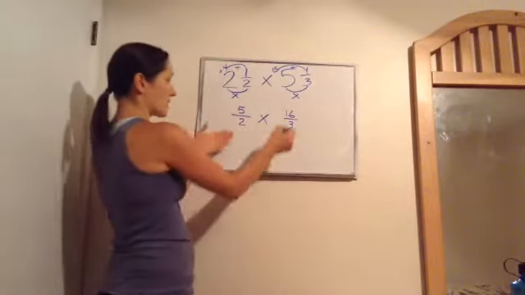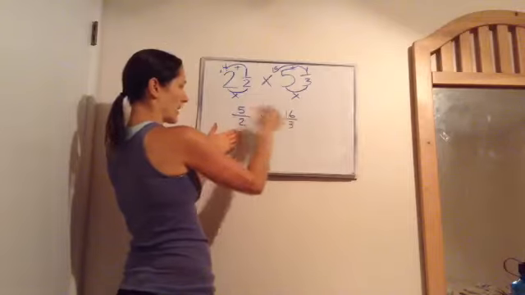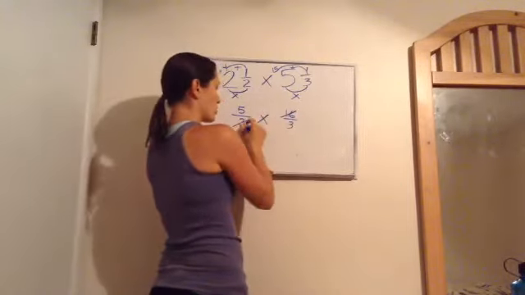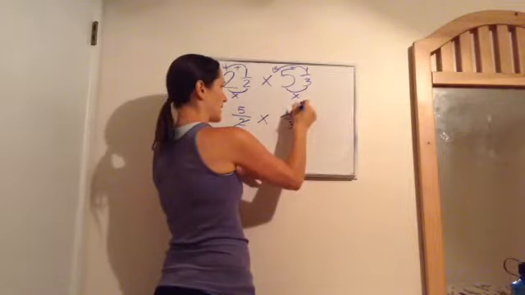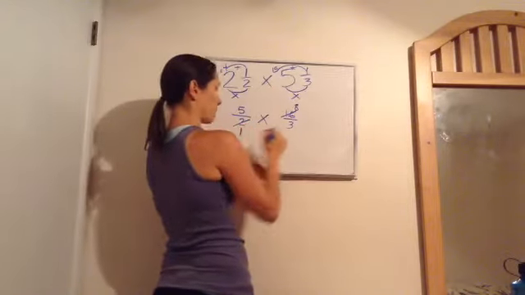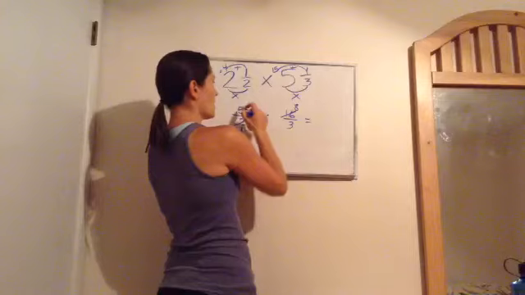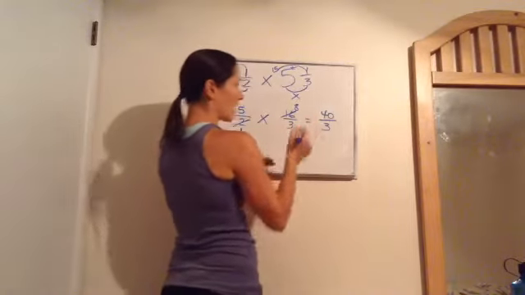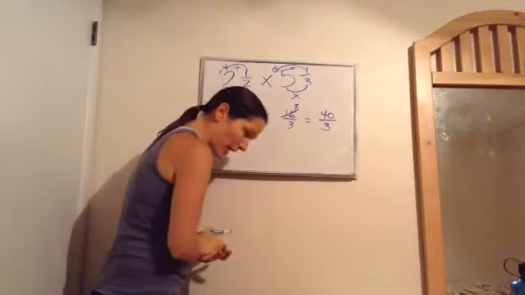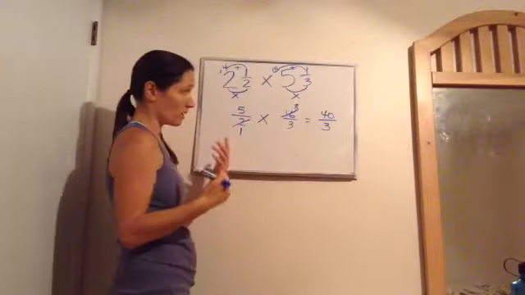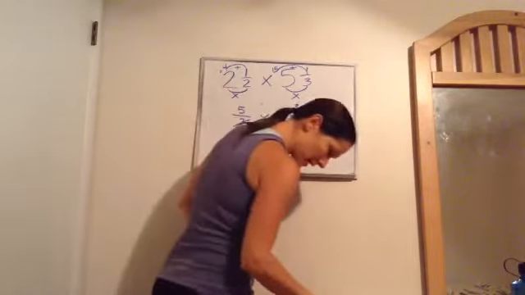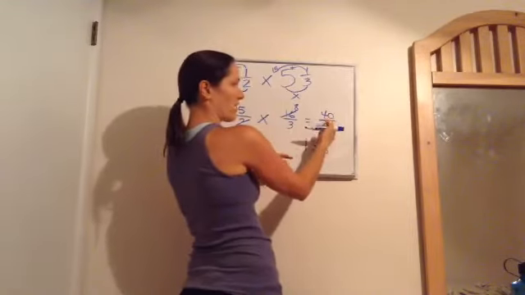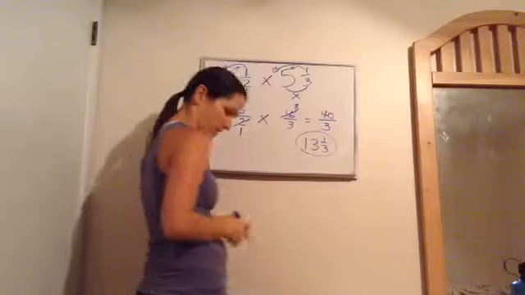Okay, now let's ask ourselves, will any of these cancel? 5 and 3 will not, but 2 and 16 will. 2 will go into 16 8 times, 2 will go into 2 one time. Okay, and that's it. 5 times 8 is 40. 1 times 3 is 3. And then when I make that into a proper or mixed number, it ends up being 13 and 1/3. And I would just take 40 divided by 3 to get that. All right?